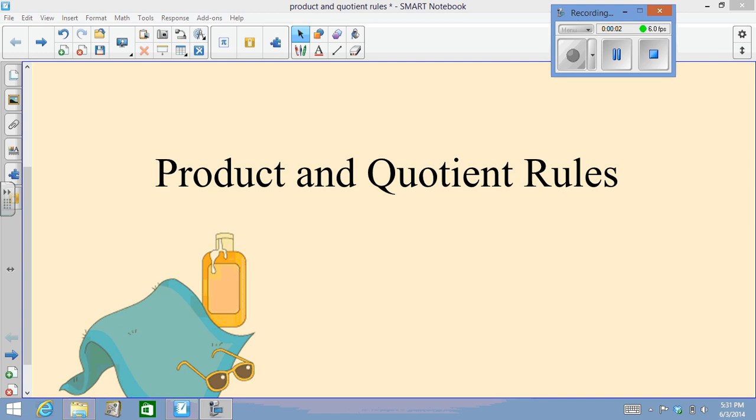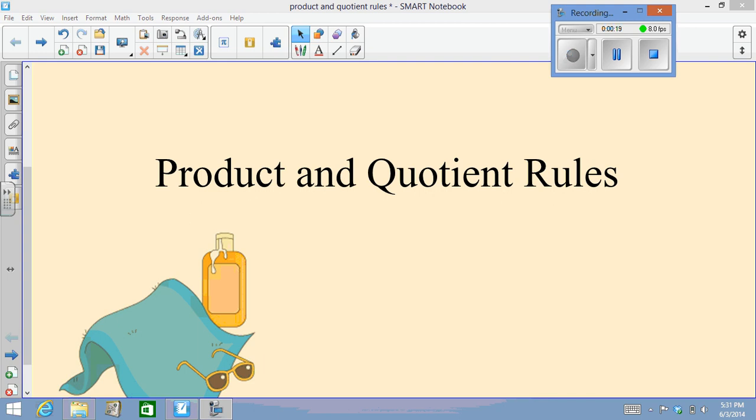So today we're going to be talking about the product and quotient rules. The product and quotient rules are used, obviously, when I multiply for product and divide for quotients. I use these when I need to find the derivatives of any particular polynomials. And again, I use it when I multiply or when I divide.